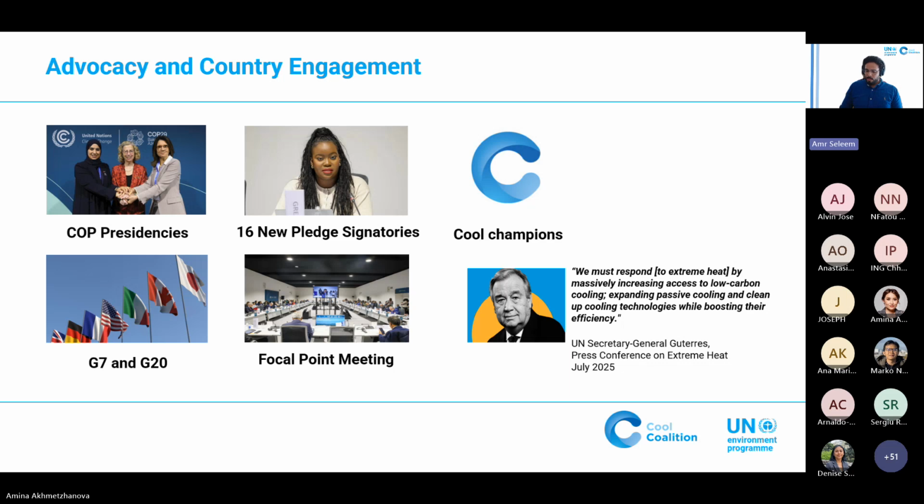I will explain later quickly how our journey is taking shape until COP30. Through our advocacy, we collaborate with the G7 and G20 presidencies. Last year, with the Italian government, we contributed to the G7 communique on cooling. And we are one of the three main collaborators on the United Nations Secretary General Antonio Guterres's call to action on extreme heat. So these are our advocacy efforts at the Cool Coalition.